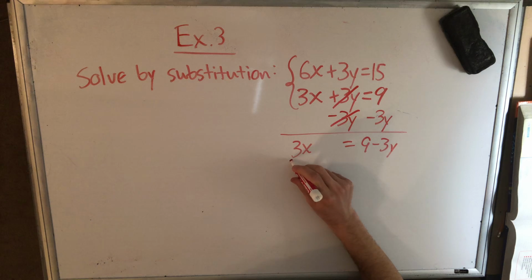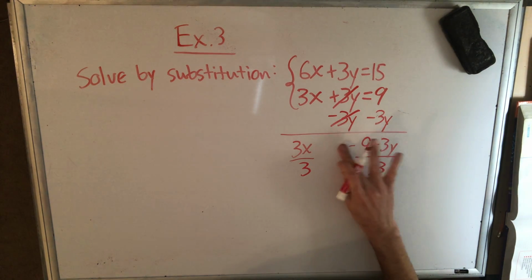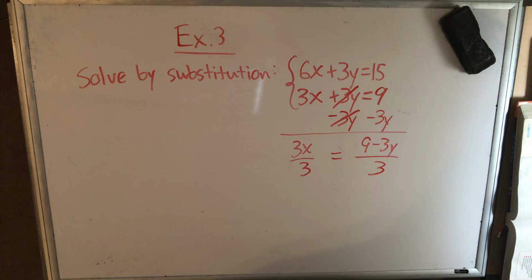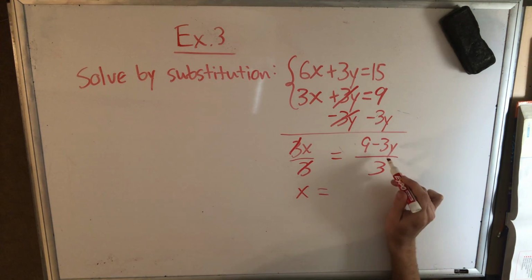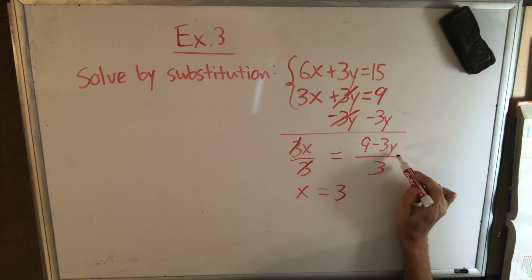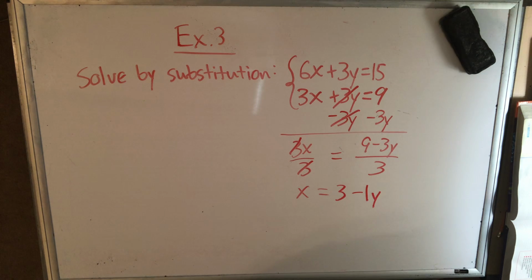And then x is being multiplied by 3, so to get rid of the 3, do the opposite and divide each side by 3. So each term gets divided by 3. The 3's cancel out on the left. 9 divided by 3 is 3. Negative 3y divided by 3 is negative 1y. Since a negative divided by a positive is always negative. Now that we know that x equals 3 minus 1y, we can substitute in 3 minus 1y for x in the other equation.